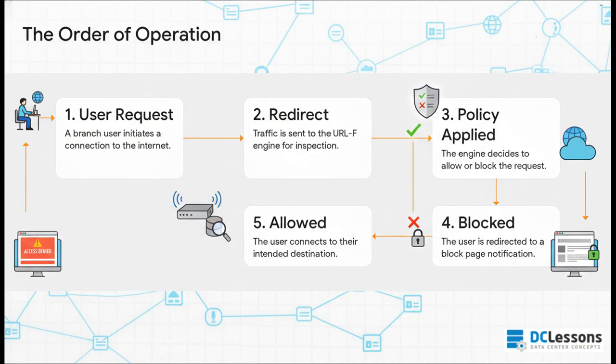And the process for any given request is incredibly straightforward. A user over in a branch office tries to go to a website. The WAN edge router snags that request and redirects it internally to the URL filtering engine. The engine applies the policy we just talked about. If it's blocked, the user gets a nice little notification page. If it's allowed, the connection just sails right on through to the internet like nothing happened.